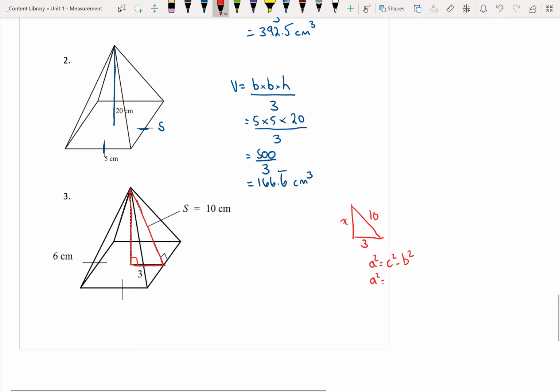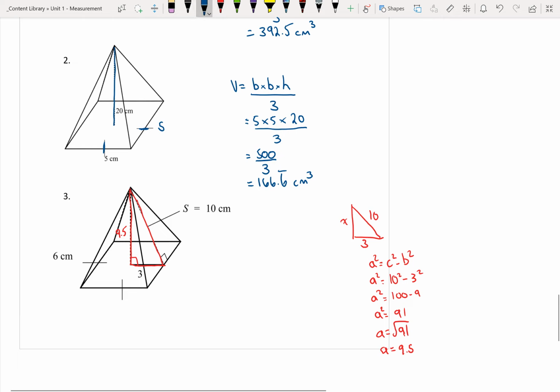So a squared equals 10 squared minus 3 squared. A squared equals 100 minus 9. A squared equals 91. And again, our last step, we have to square root a number, so square root 91, a equals 9.5. So that means my height is 9.5.